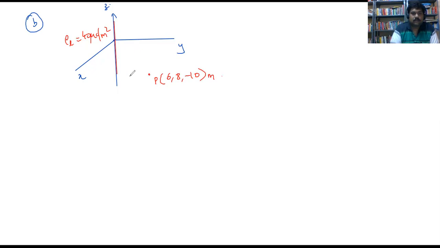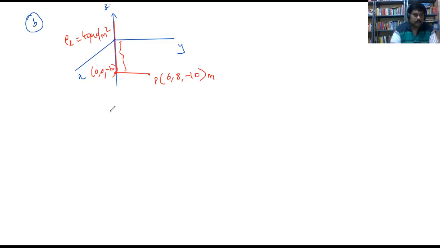So what is the first thing to do? First thing is you have to drop a perpendicular. So we'll drop a perpendicular from this point to the z-axis. Correct? What is the point of intersection here? x is 0, y is also 0. What is z equal to? Because this is a perpendicular to the z-axis, z is the same minus 10, which is reflected here. So this is a perpendicular, remember.